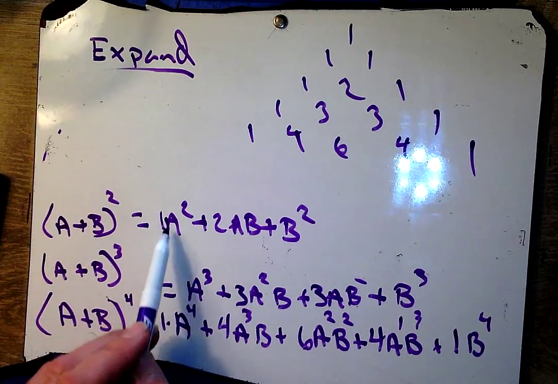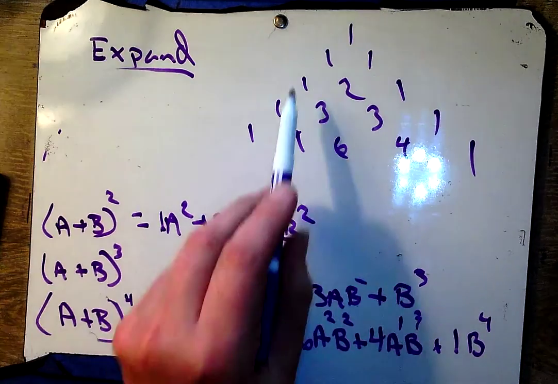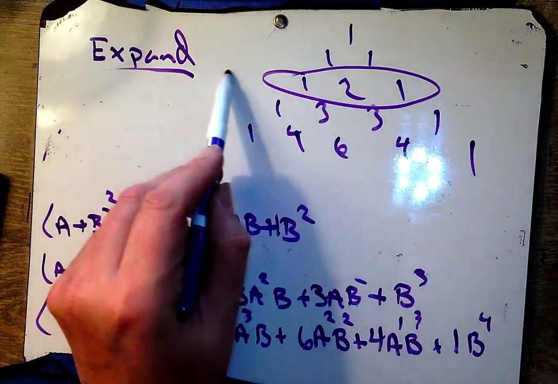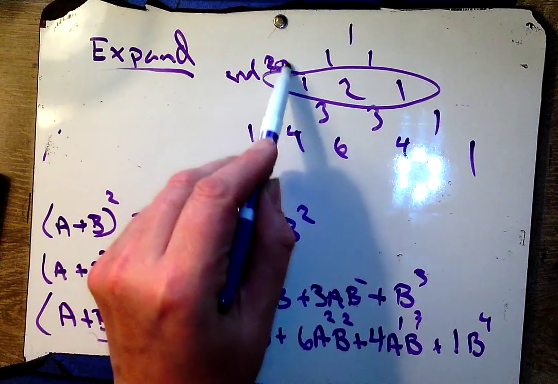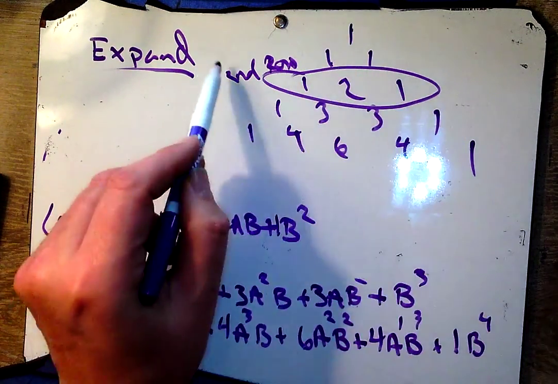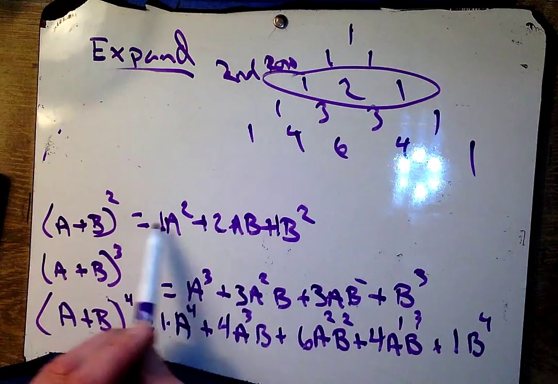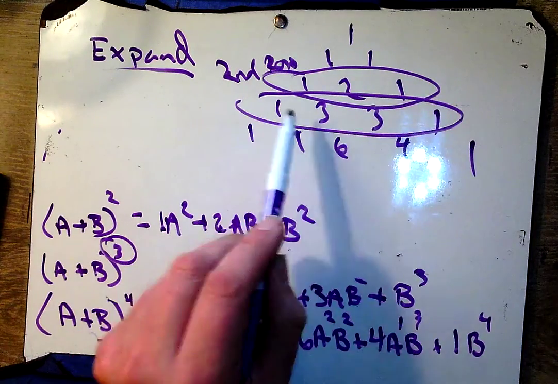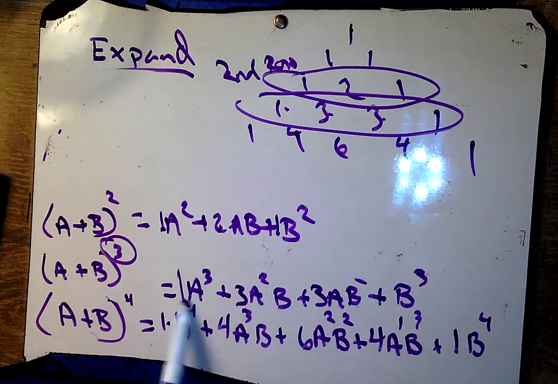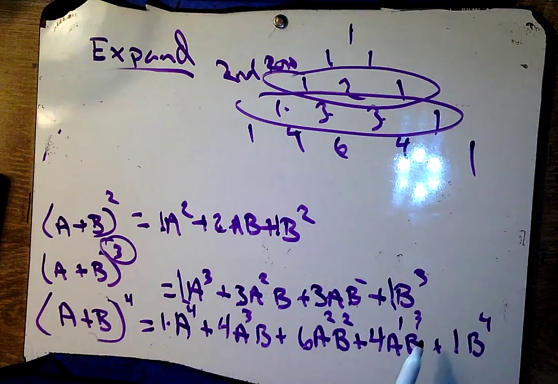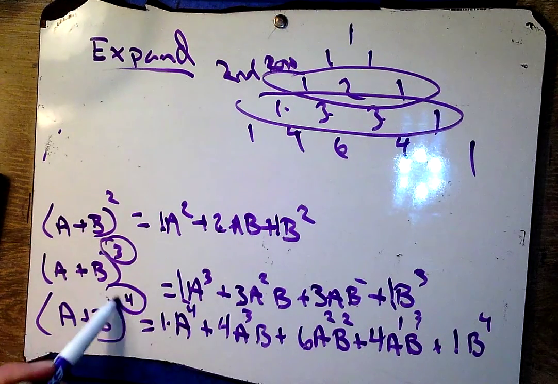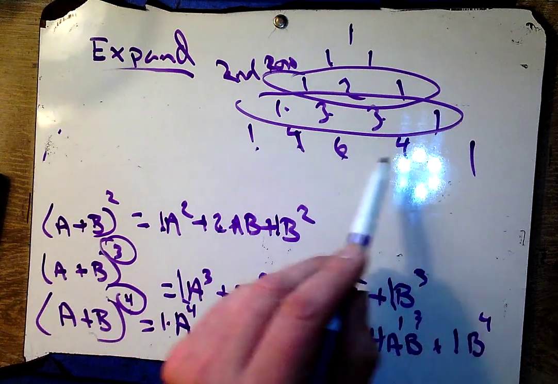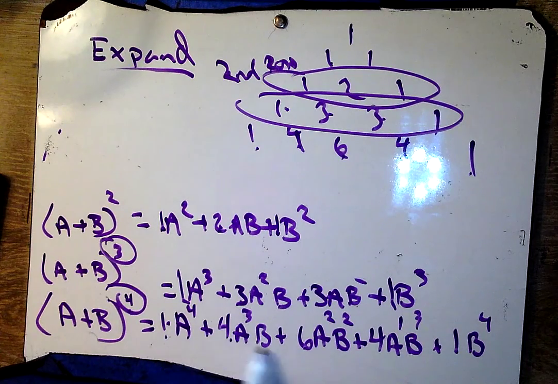look, 1, 2, 1. 0th row, first row, second row, 1, 2, 1. Third row, 1, 3, 3, 1. Fourth row, 1, 4, 6, 4, 1. Wow.